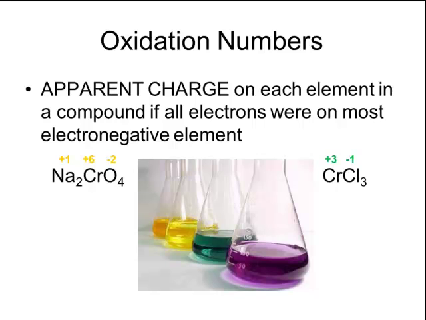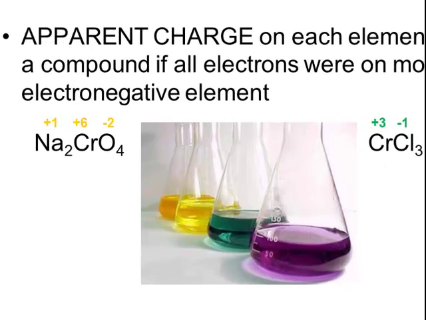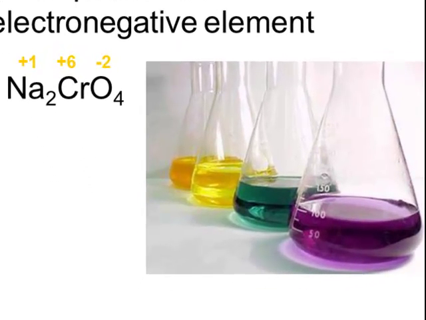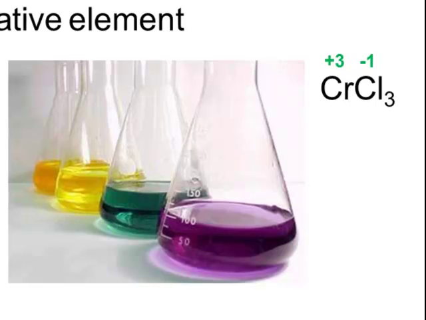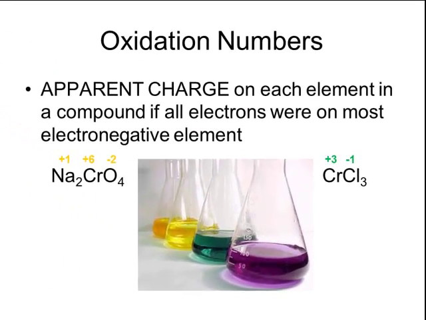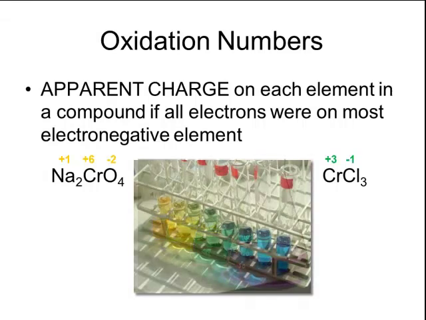The flasks in the picture contain solutions with different chromium ions. The flask with the yellow solution is sodium chromate, where the chromium has a +6 as its oxidation number. The flask with the green solution contains chromium chloride, where the chromium has an oxidation number of +3. So chromium ions change colors depending on their oxidation state. This is the basic premise of how breathalyzer tests work. The chromium in the breathalyzer test reacts with the ethanol in your breath, and depending on the amount of ethanol, the chromium will change from yellow to blue.